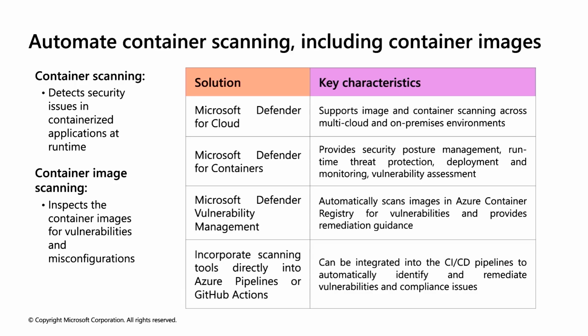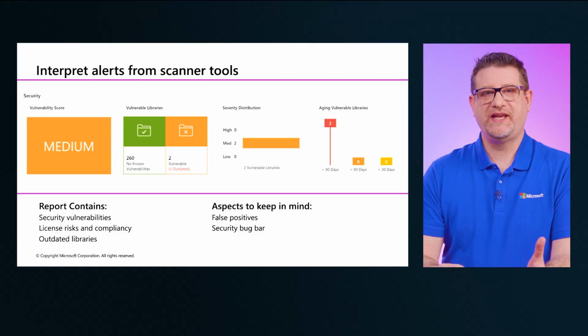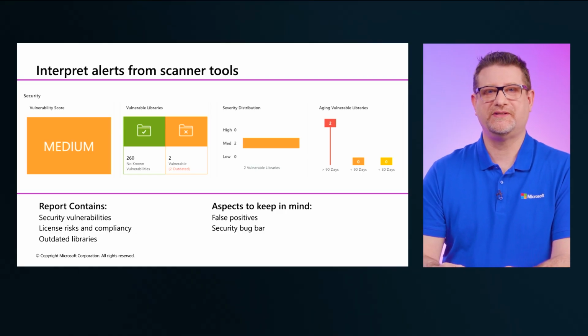Integrating scanning tools directly into CI/CD pipelines, such as Azure Pipelines or GitHub Actions, enables automatic identification and remediation of vulnerabilities and compliance issues as part of the development workflow. This means every time a new container image is built or updated, it's immediately checked for security risks before deployment. Features like Dependabot in GitHub can also automate dependency updates in container images, further reducing exposure to known vulnerabilities. By making container scanning a routine part of DevOps, organizations can confidently deliver secure, compliant applications while keeping pace with rapid development cycles.